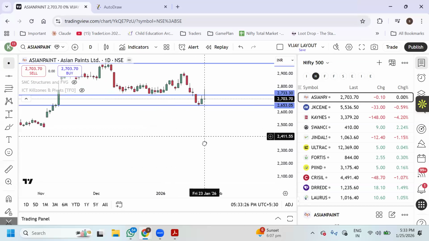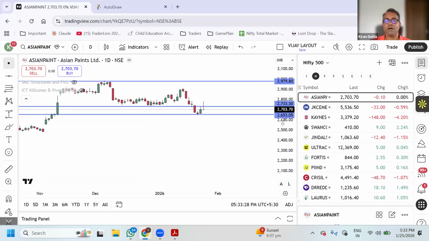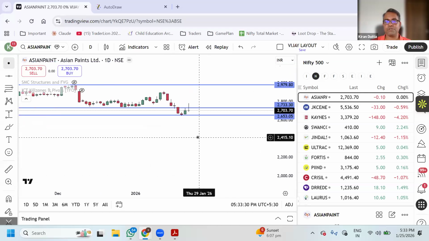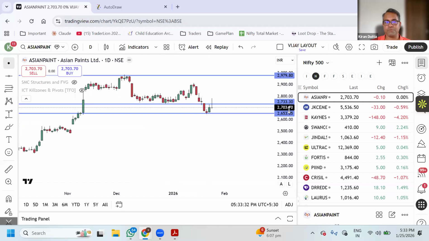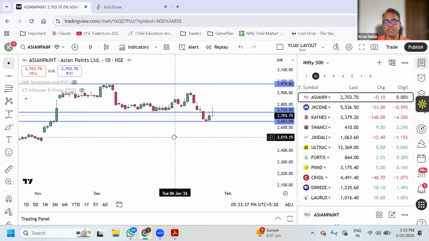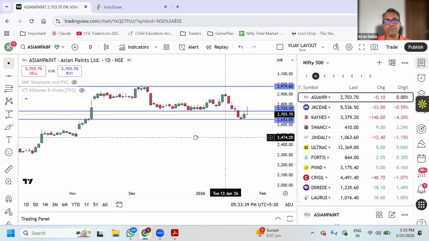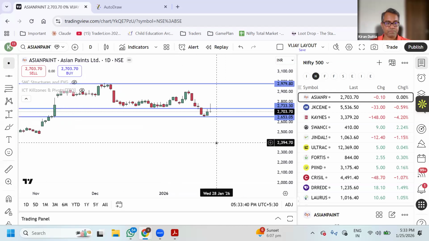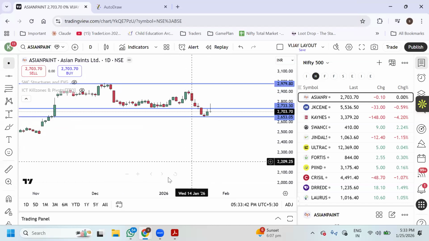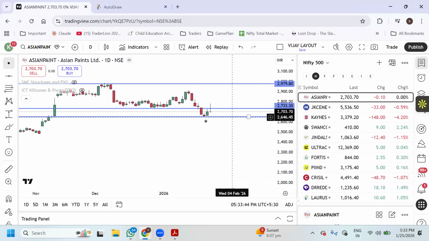Now tell me, I gave an entry here. Looking at this, what will be your stop loss? Let's learn where to place the stop loss; I will tell you that right now. What will be your stop loss? 2600. 2500.